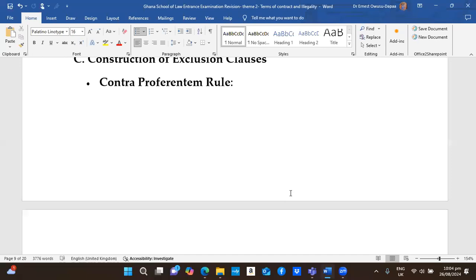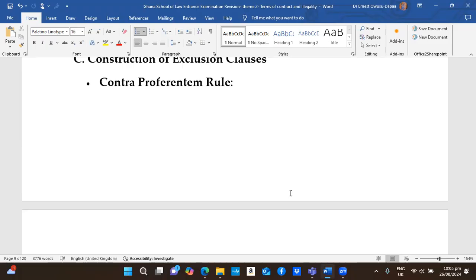And for that matter, let's say that you have an examination question which is asking you to discuss how the courts actually control, or let's say how the law controls, the use of exemption or exclusion clauses. Now, you need to look at two sides of the matter. The first aspect is the requirements of incorporation, trying to find out whether the exemption or the exclusion clause actually forms part of the contract. So how do we determine that?